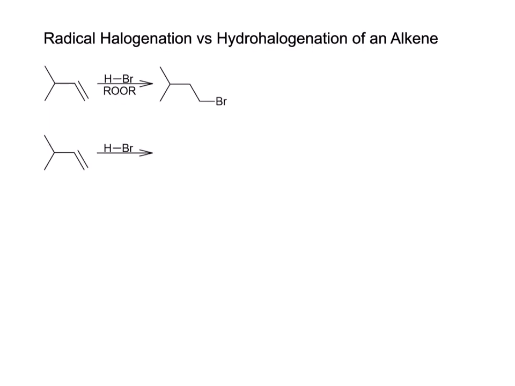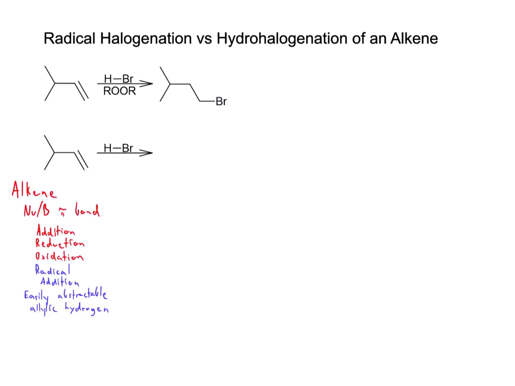A very common test question that you might encounter after you've covered radicals in class is a non-radical addition interspersed among all of the radical reactions that you learned. So let's take a look at the difference between radical halogenation of that alkene versus hydrohalogenation and see if we can figure out how to get to a different product. So we're going to start with the problem-solving process, and once again, we're going to deal with an alkene and write down everything we know about it.